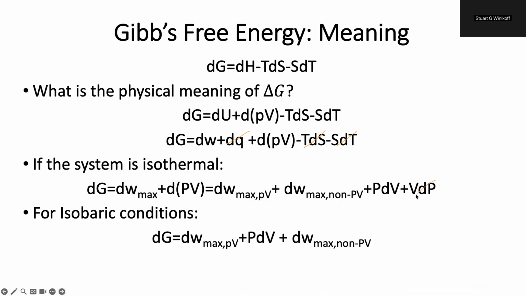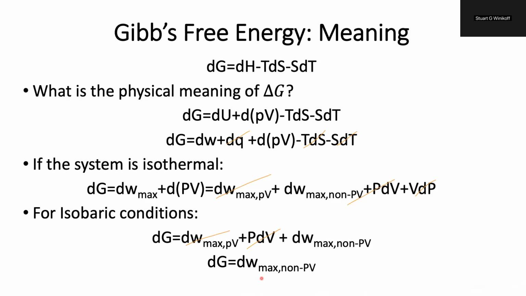Now, in that case, we get to immediately drop that dP term. Then we also notice that PV work is just minus PdV, so that is going to end up canceling out with my PdV. These two end up canceling out, and all I'm left with is that the Gibbs is related to the maximum non-PV work.